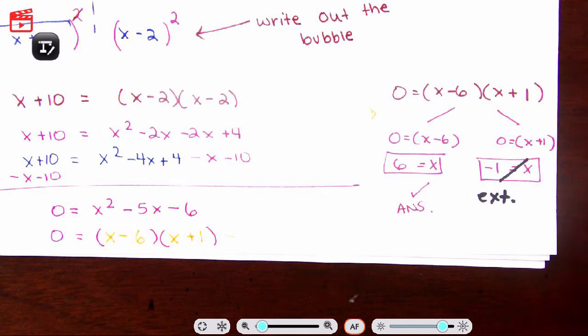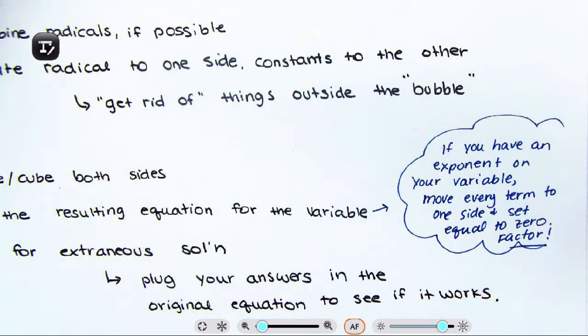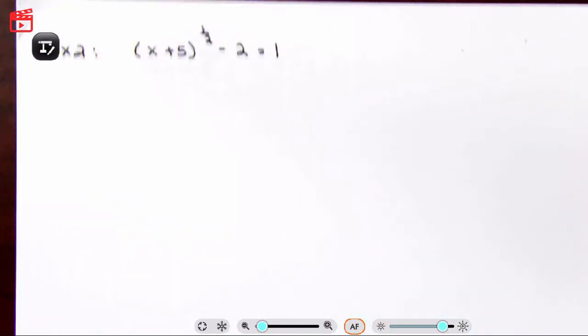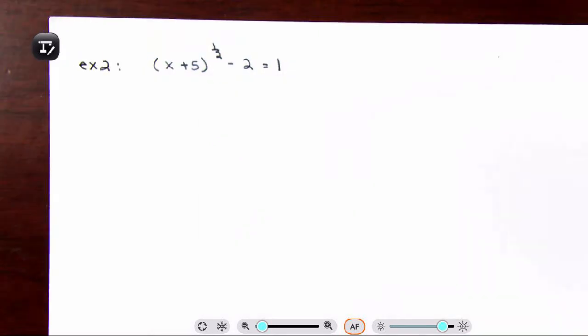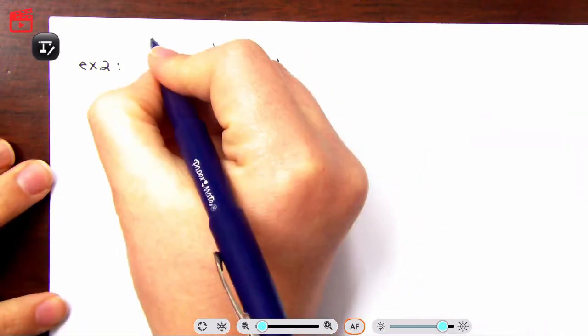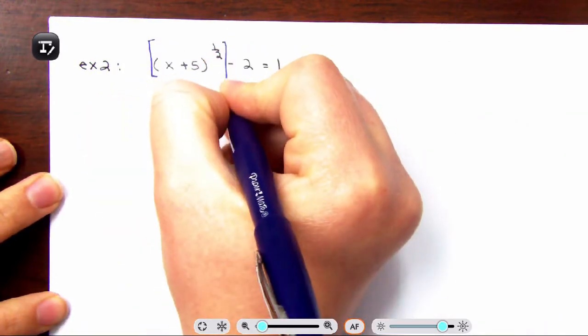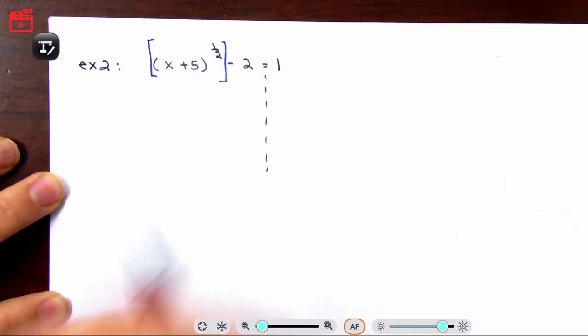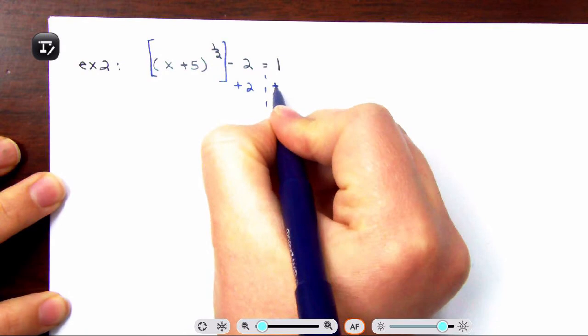All right, let's do a few more examples. Example number 2 actually does not have a radical. It does have a rational exponent. That's okay. We're still going to do the same thing. This right here is in a bubble. We're going to undo what's outside the bubble first. Get rid of the addition and subtraction. So I'm going to add 2 to both sides.